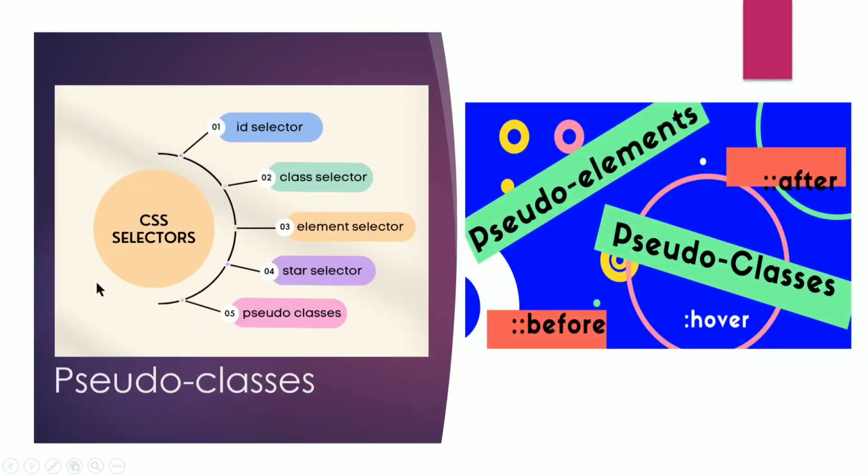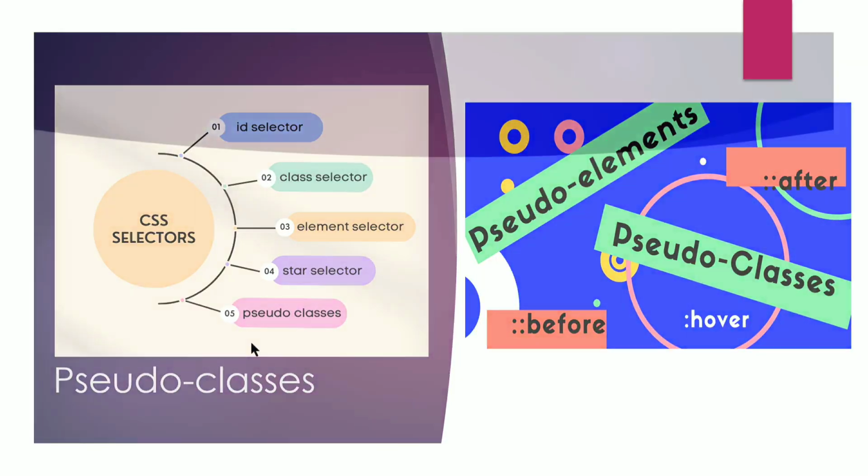So this is a diagram that you should know, and I'm giving you a task that you should research these selectors if you don't know them till now. So this is it for the pseudo classes. Now let's move ahead.